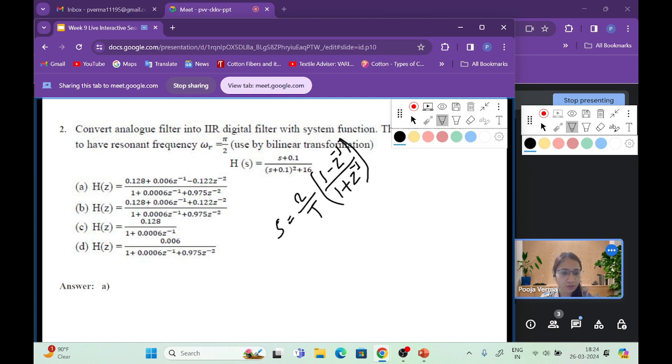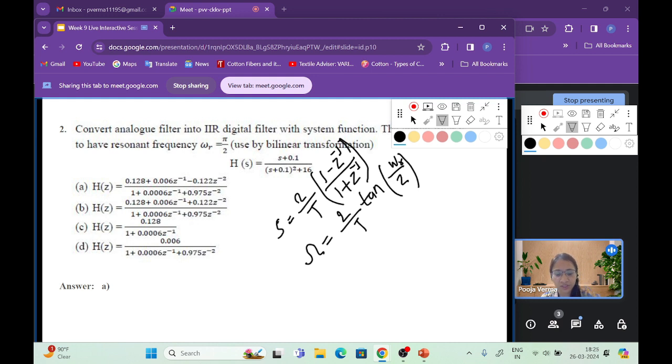Okay, so first we need to find out that omega r is given. So we need to first take the digital frequency, which can be calculated by this equation: omega is equal to 2 by T tan(omega by 2). Here omega is given as omega r.